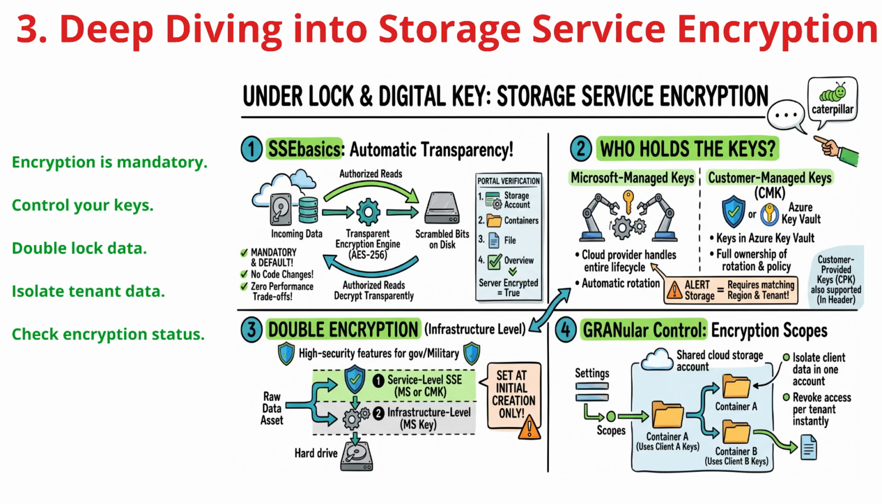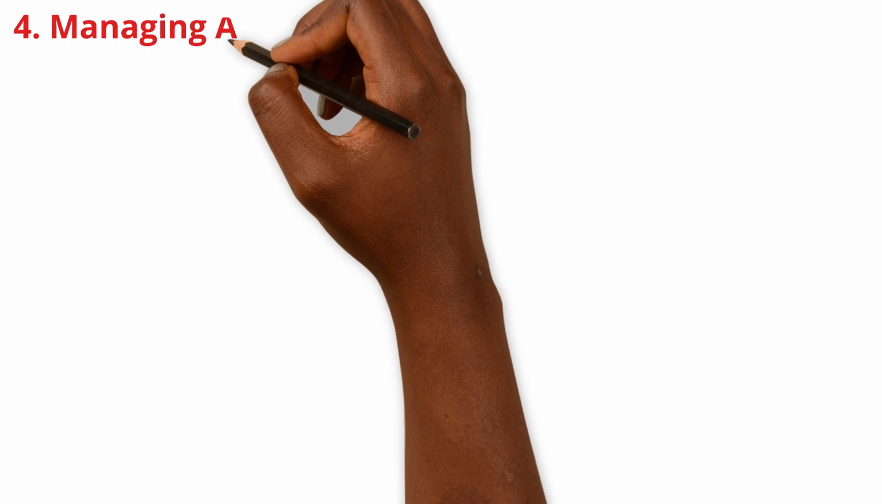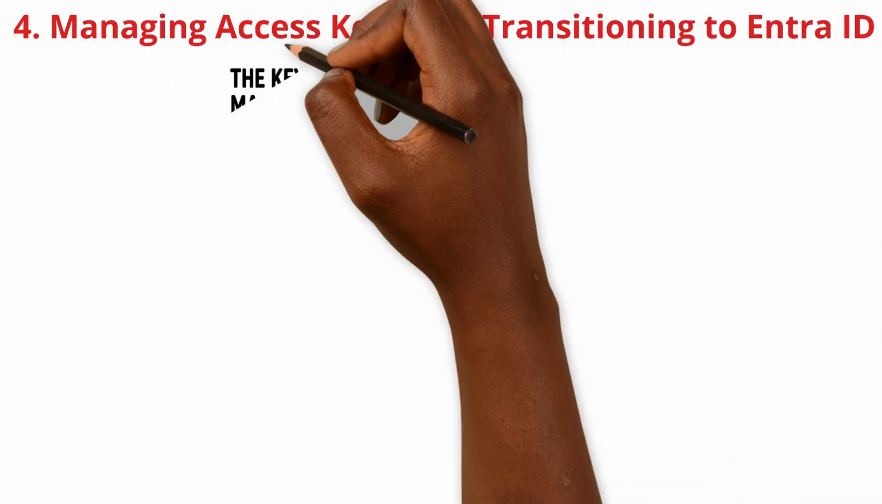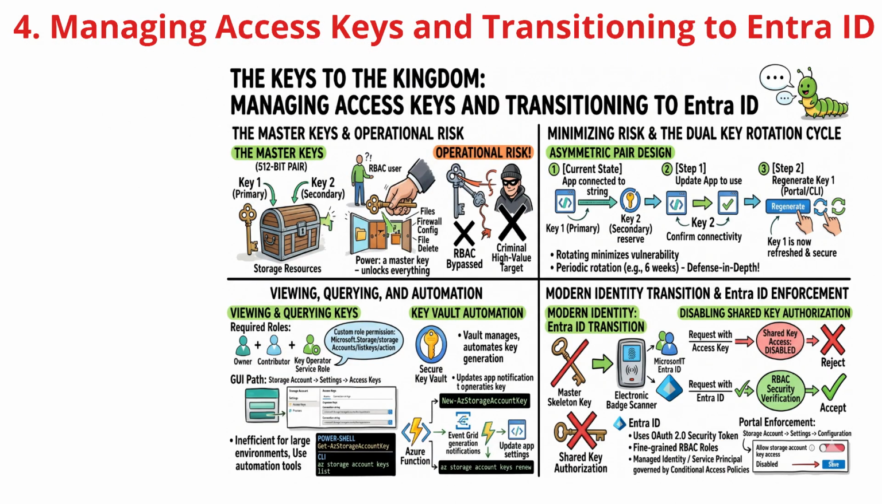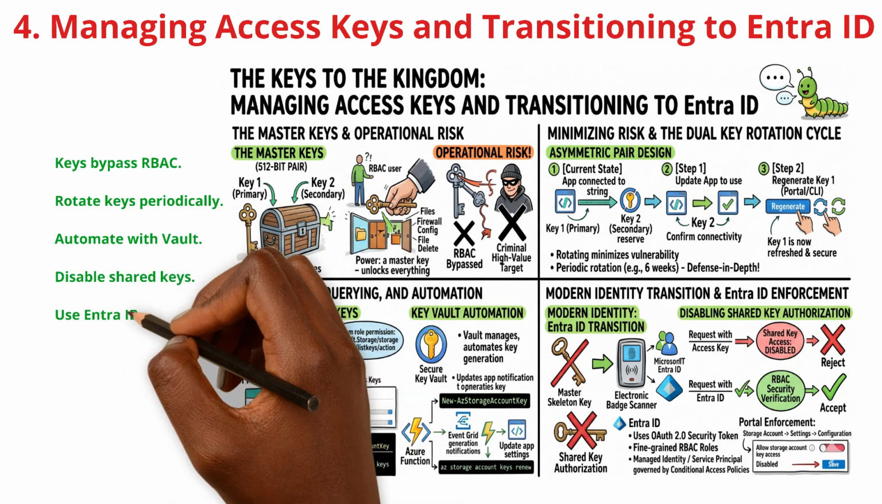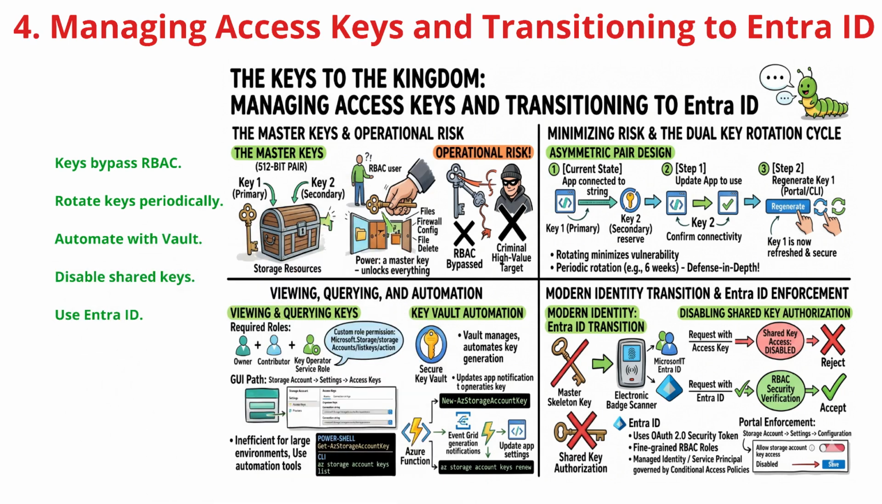For ultra-secure environments, you can even enforce double encryption at initial creation, or deploy granular encryption scopes to cleanly isolate separate client data within a single shared storage account. Every storage account comes with a powerful pair of 512-bit master access keys that act as the ultimate administrative password. But because possessing these keys allows an identity to bypass all standard security controls to read, modify, or delete your entire storage resource, they are a high-value target for cybercriminals.